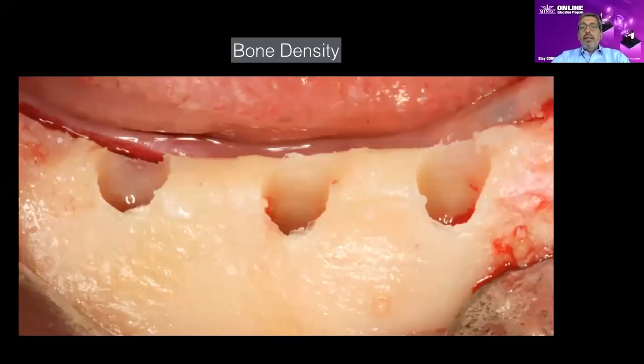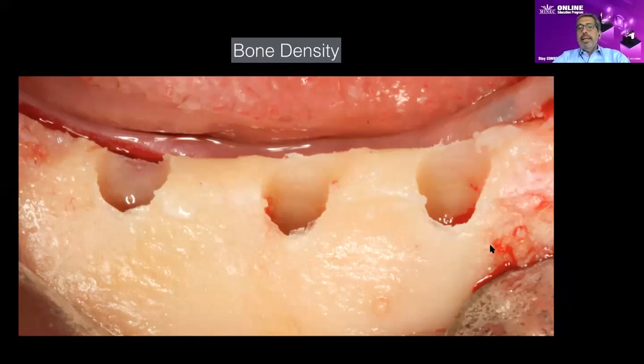So let's start by talking about bone density. Bone density is a very important parameter. And you all agree with me that if we place an implant into this type of bone, you see that here we have a bone that is very wide. This is a very cortical bone, and this bone is very hard. If we place an implant into this bone, we will have a very high primary stability of the implant.